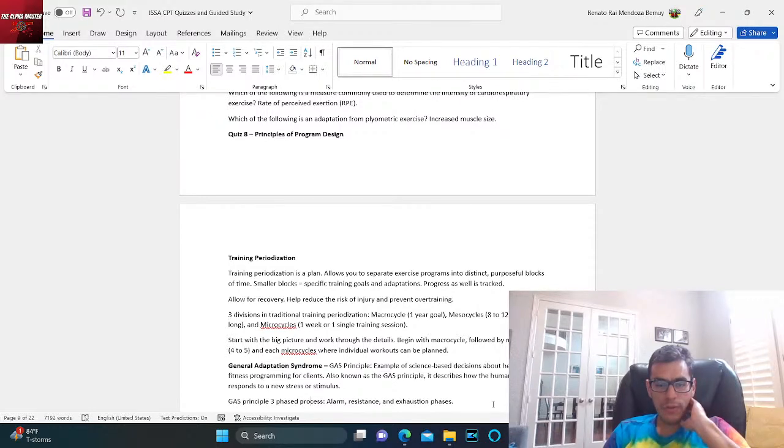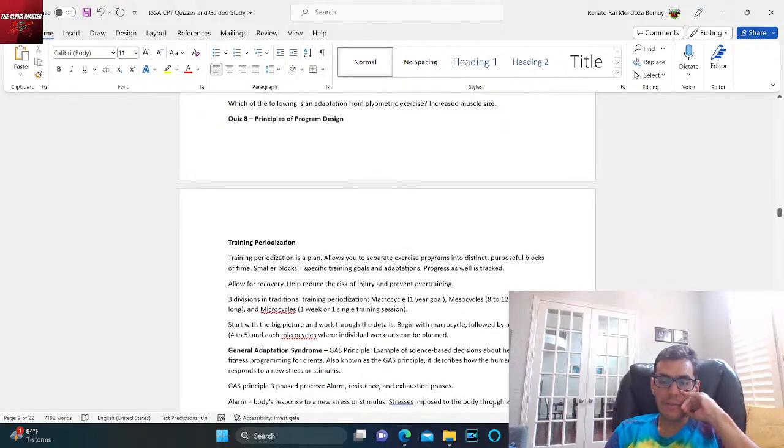The GAS principle is a three-phase process. It's going to be the alarm stage, the resistance stage, and the exhaustion phase.